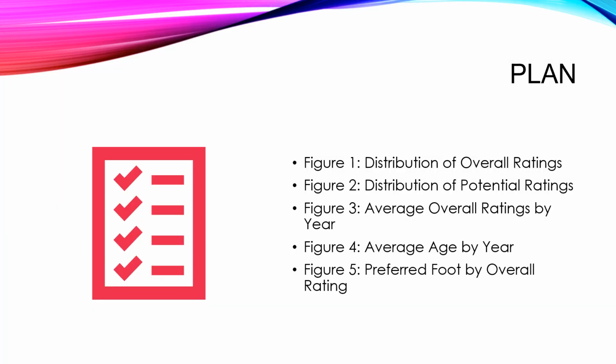These are the titles of the variables and graphs we use in this analysis. Figure 1 is the distribution of overall rating. Figure 2, distribution of potential ratings. Figure 3, average overall rating by year. Figure 4, average age by year. Figure 5, preferred foot by overall rating. We analyze the dataset by combining and comparing these variables and graphs.